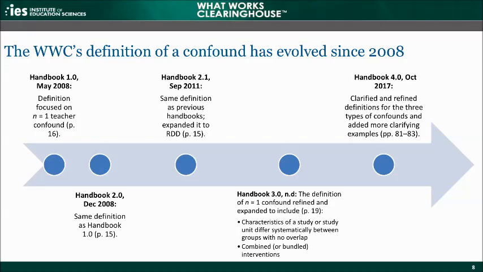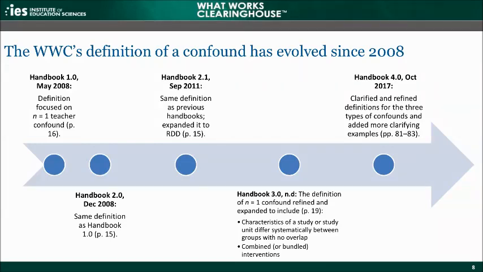of the timeline, we see that Handbook 3.0, when it was released, the definition of an n=1 confound was refined, and it was also expanded to include two additional types of confounds. One additional type was the characteristics of a study or a study unit differ systematically between groups with no overlap. And the other type of confound is the combined or bundled interventions.